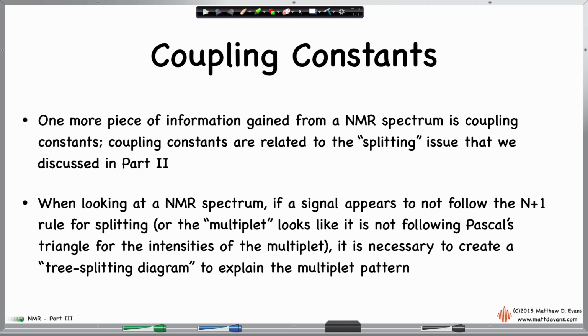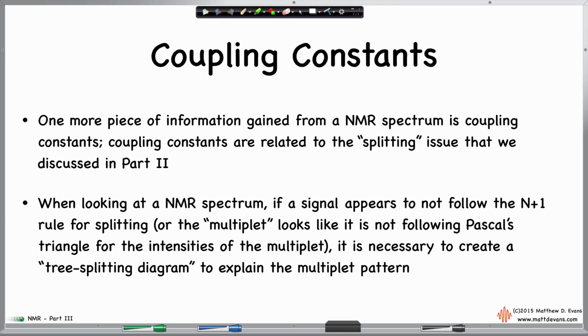I'm going to say that this is one more piece of information that you can get from NMR, but truth be told, it's highly related to the splitting issue. We just talked about the N+1 rule when it comes to splitting, and that was the last little piece of information. So coupling constants, we'll talk about what they are and how they pertain to the N+1 rule.